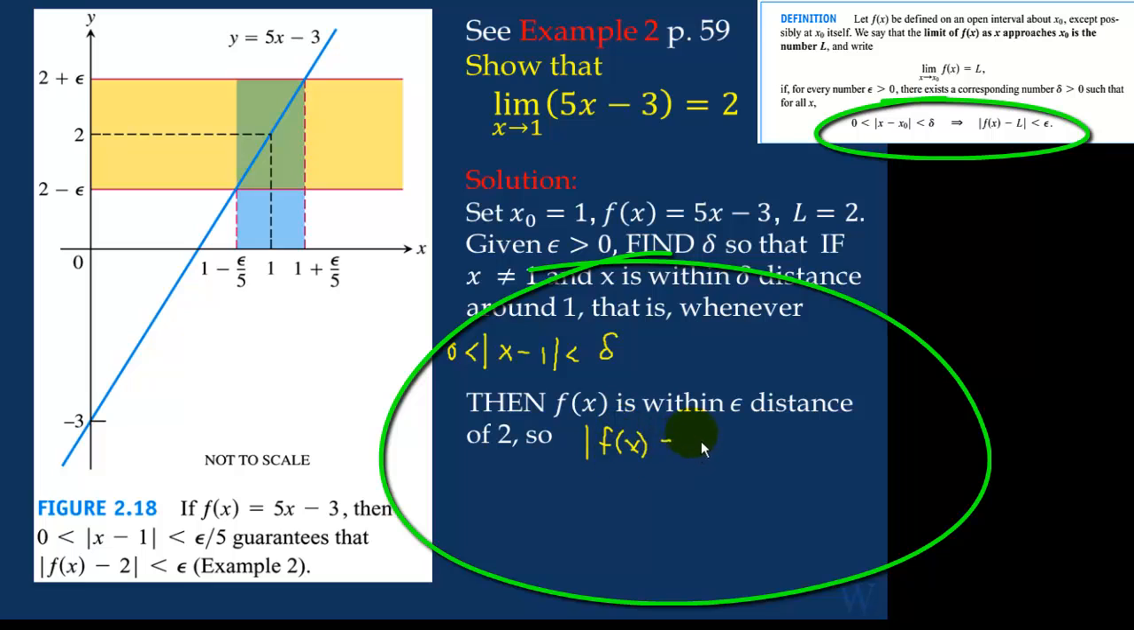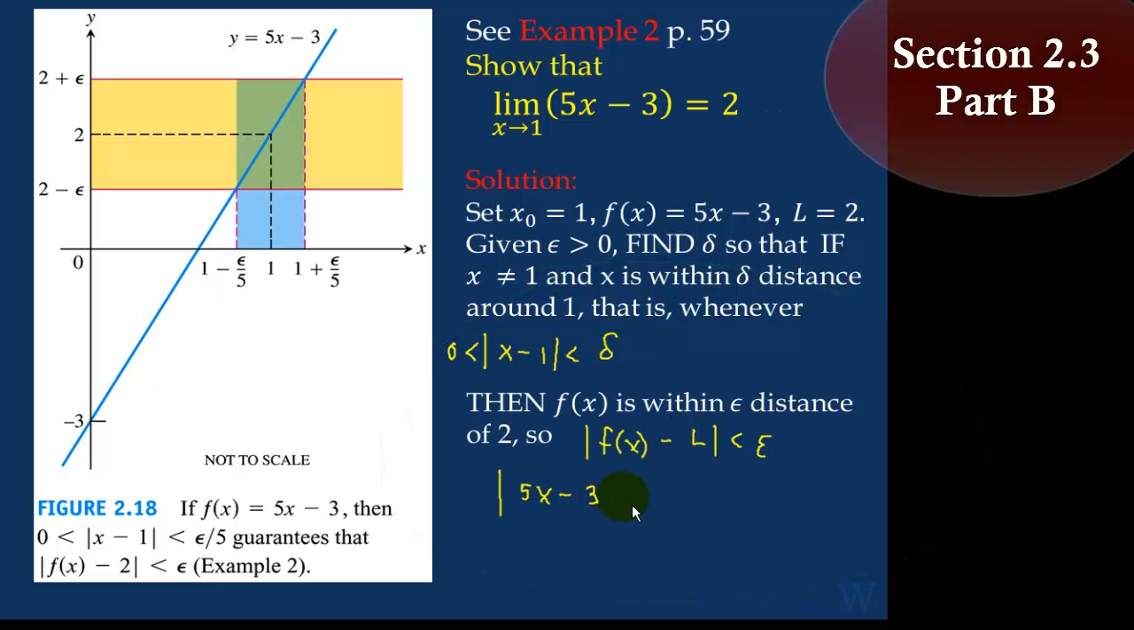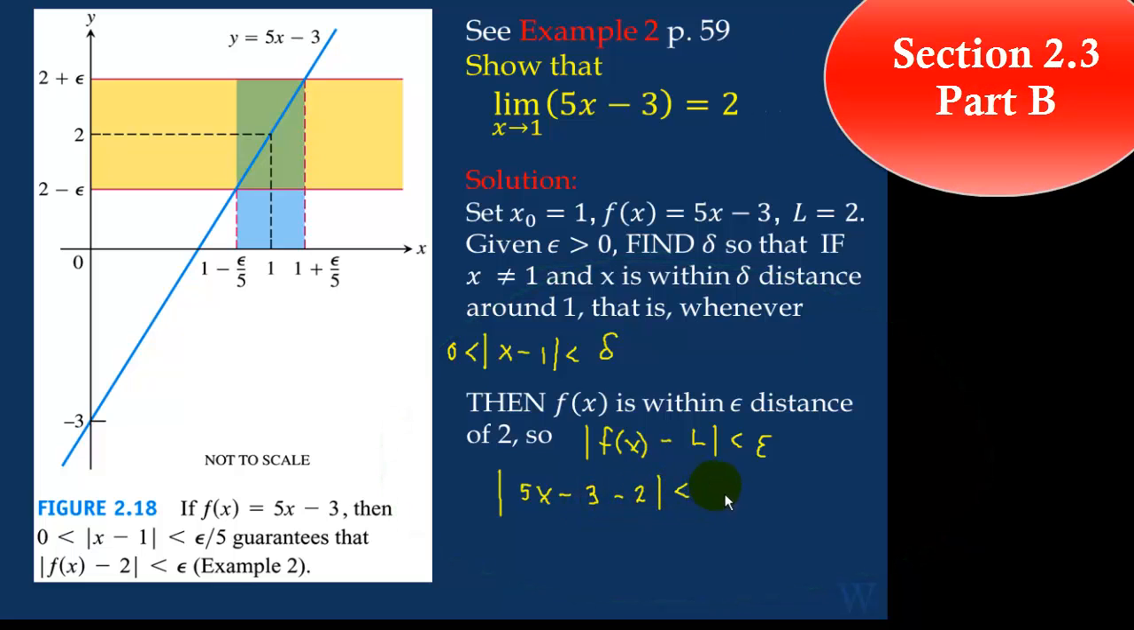|f of x minus L| is less than epsilon. For this particular case, we have |5x minus 3 minus 2| less than epsilon. But what is this? If we rewrite that, that is just equal to |5x minus 5| less than epsilon. Pull out the 5 and we have 5|x minus 1| less than epsilon. We divide through by 5, so simply saying that |x minus 1| is less than epsilon over 5.